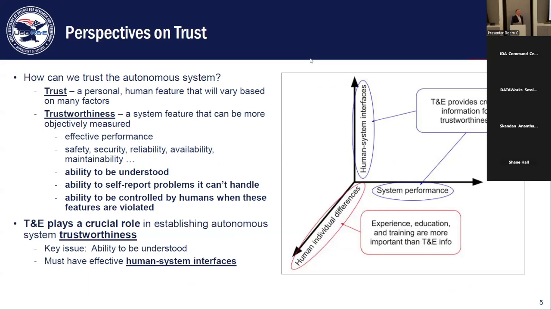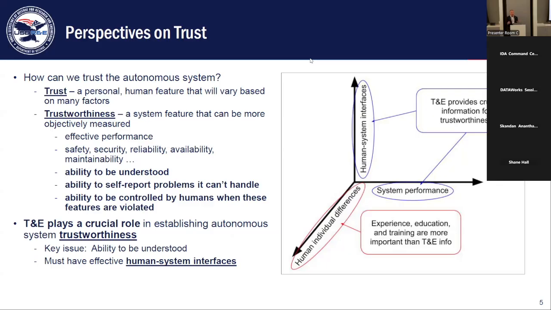Big topic in a lot of senior leadership discussion the last couple of years has been trust and how are we going to get people to trust autonomous systems. Here's a perspective on trust that we talk about in the guidance: trust is a complicated topic and it's a very human, personal kind of thing that varies from person to person. But trustworthiness is a more, I won't say objective, but at least a more objective feature that can be measured in a system, right?